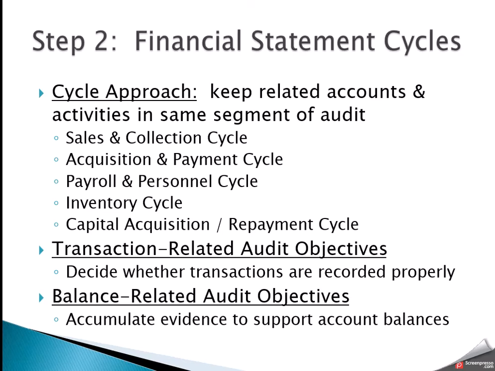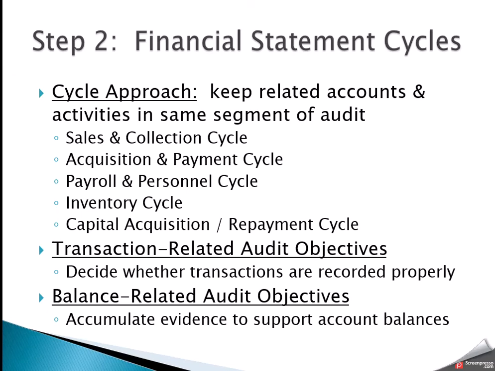We have the acquisition and payment cycle, so our accounts payable department, we get invoices in and how often do we pay them, and our accounts payable account. Payroll and personnel, so obviously cutting paychecks, looking at time records. Our inventory cycle, which could involve purchasing inventory, but it's probably more how do we maintain the inventory, how do we issue it out to the jobs, then how do we charge it off when it's sold.